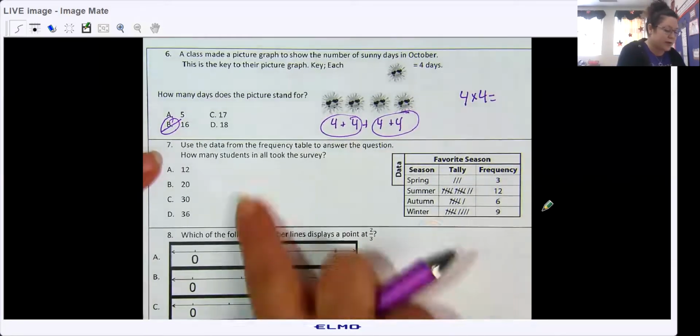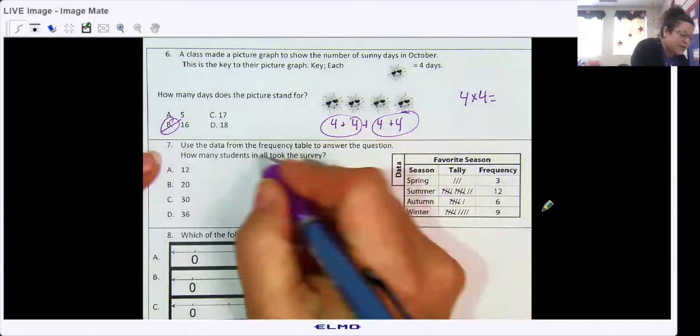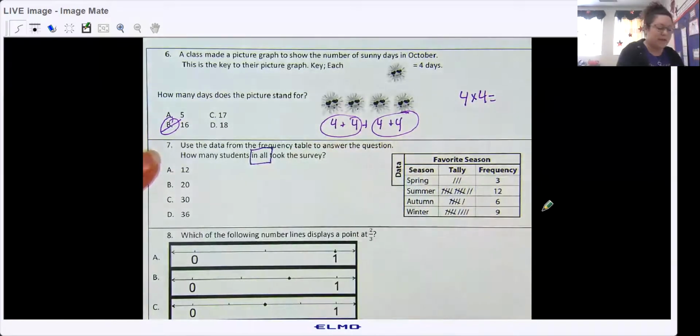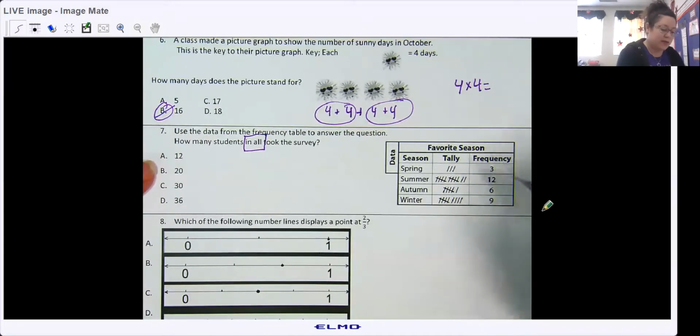Use the data from the frequency table to answer the question. How many students in all took the survey? So we're just going to add up all the students. So I want you to do that right now. You're going to use either the tally numbers or just the numbers.